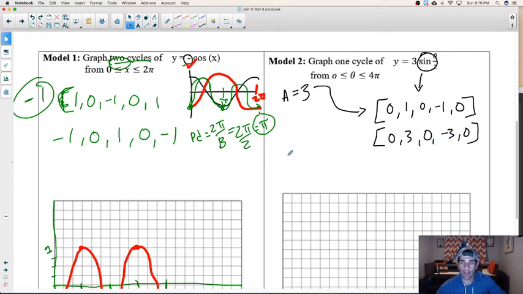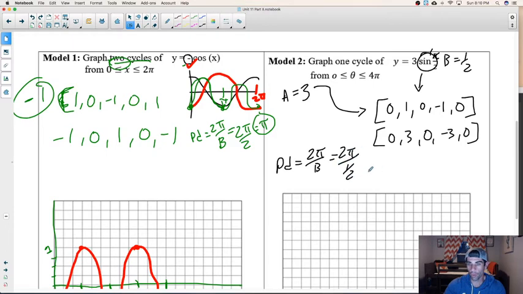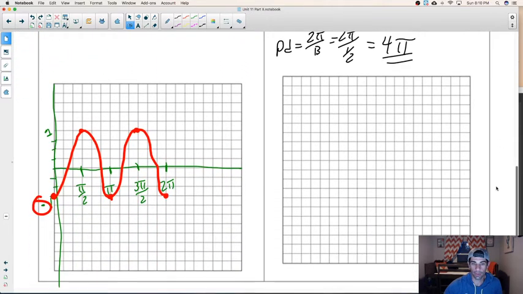All right. Now let's figure out, well, when did one cycle get completed? So our frequency was 1/2, right? Because it's x over 2, so it's 1 over 2. So the period of 2 pi over b, 2 pi over 1/2, is 4 pi. So it took a full 4 pi to complete these critical values. All right, so let's do it again.